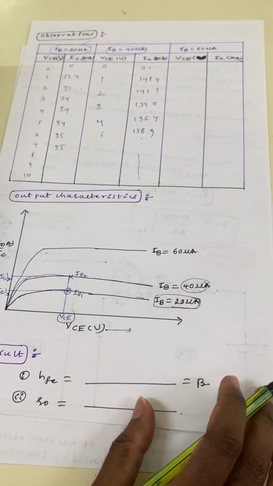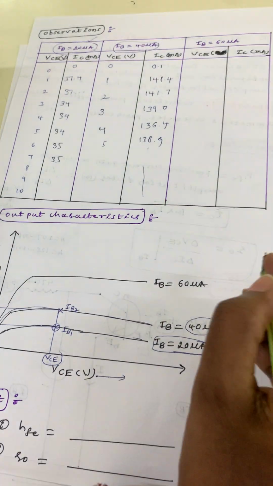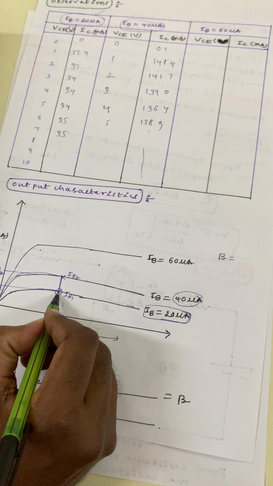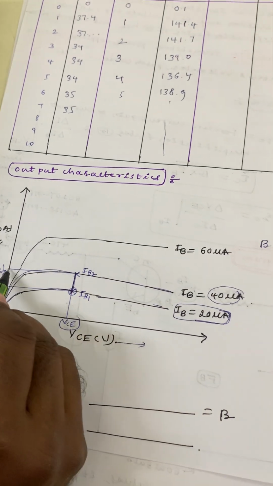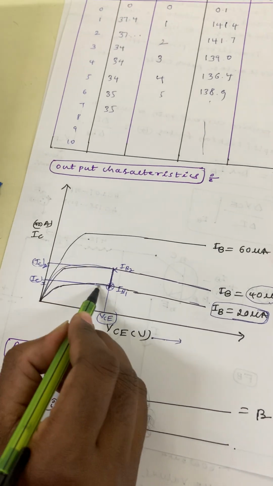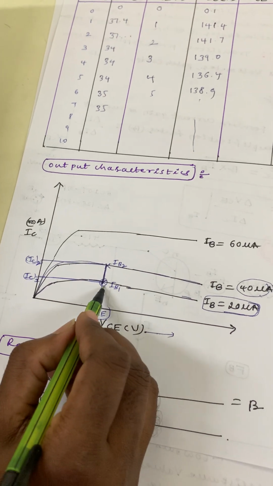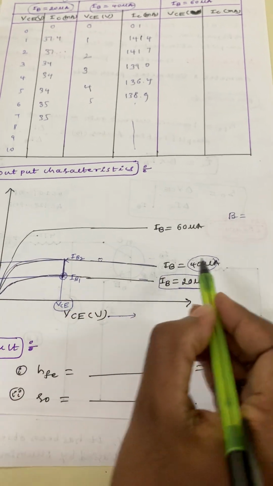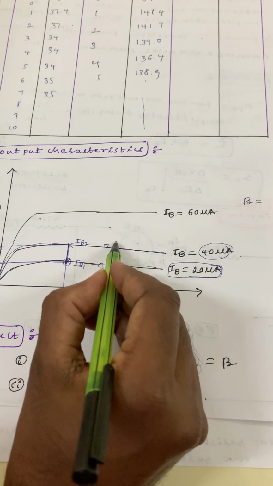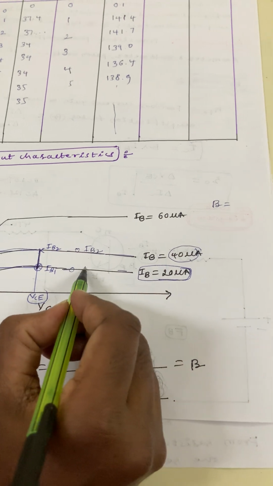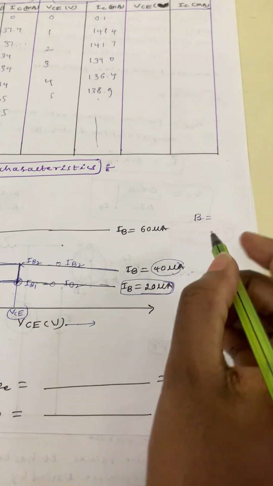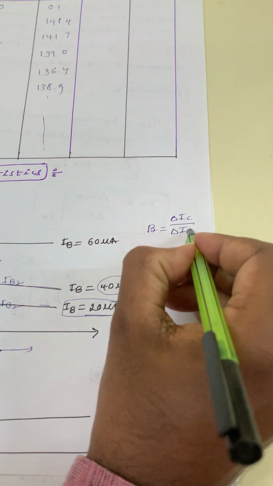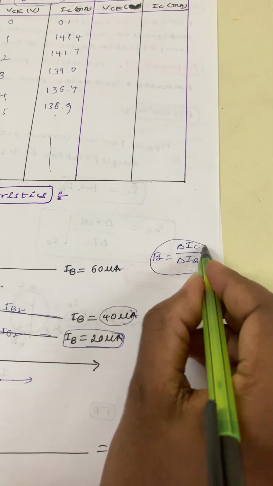Once you have taken the curve, what do we need to calculate? Here two things we have to calculate. First, beta we need to calculate. How do we calculate the beta? For the vertical line you have to do, this is the IC2, this one is IC1, delta IC divided by, so which one we have to take? This is IB equal to 40. This one IB1, this one we have to consider as IB2. So therefore beta is equal to delta IC divided by delta IB. This is the current amplification factor.